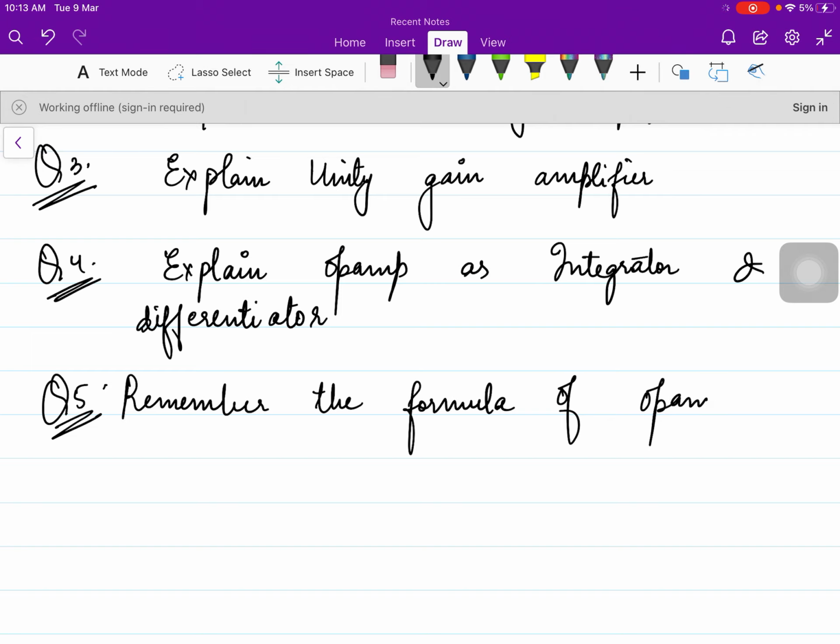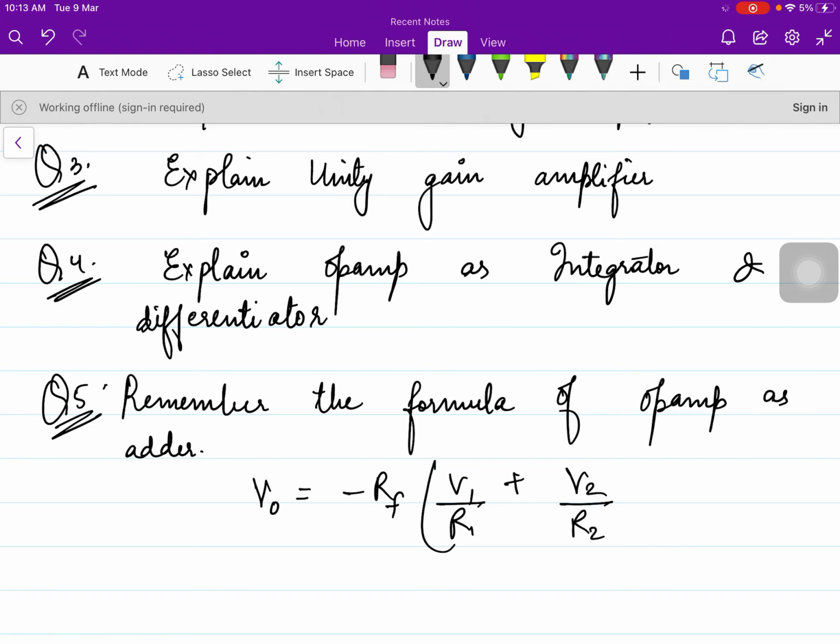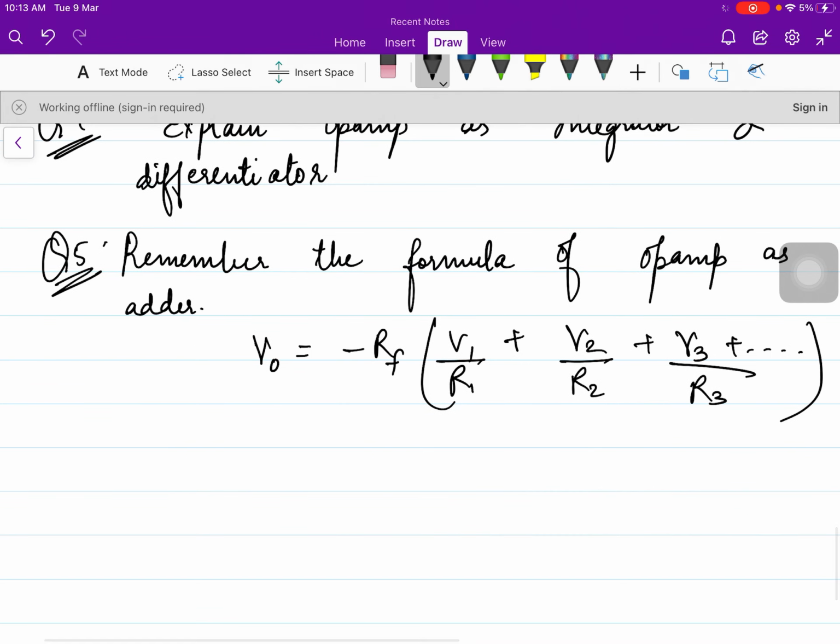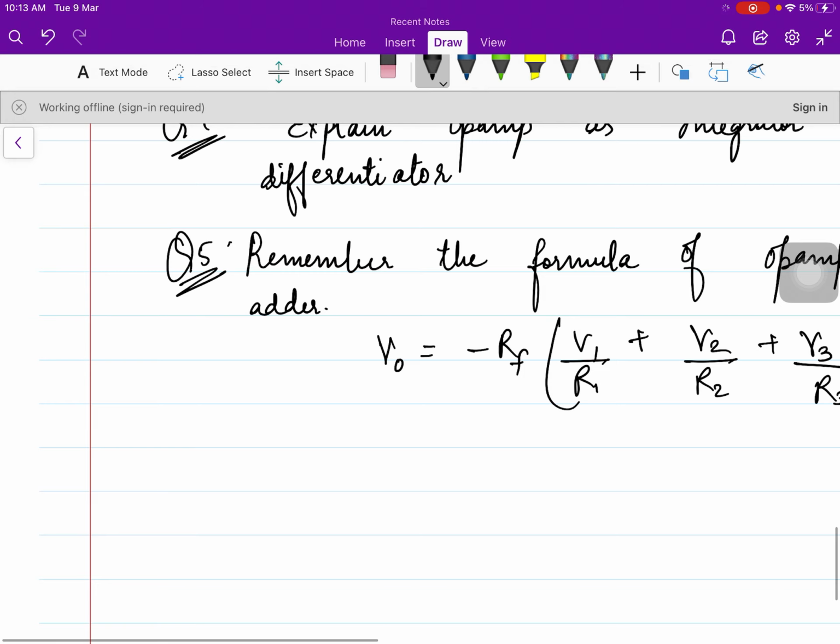the formula of op-amp as adder, very, very important, which was V0 equals to minus RF (V1 upon R1 plus V2 upon R2 plus V3 upon R3) and so on, if you find other voltages and resistances there. So just refer to the video of adder, op-amp as adder. You will get to know what is V1 referred to, what is R1, what is minus RF. You will all get to know this.